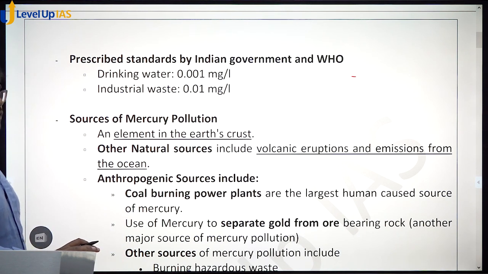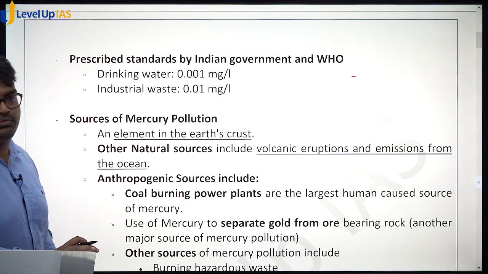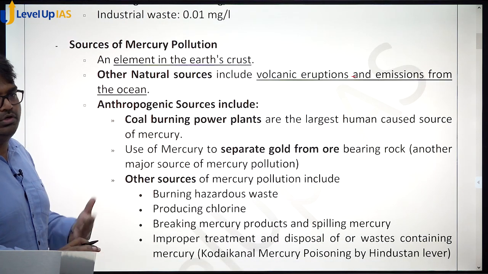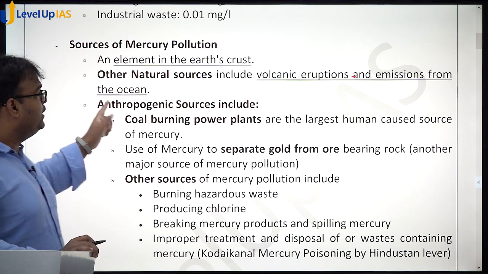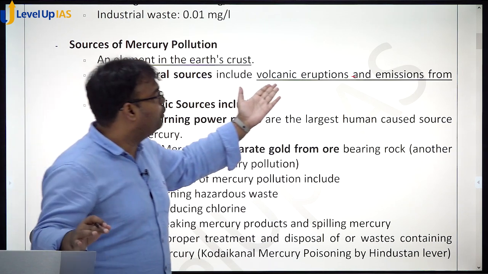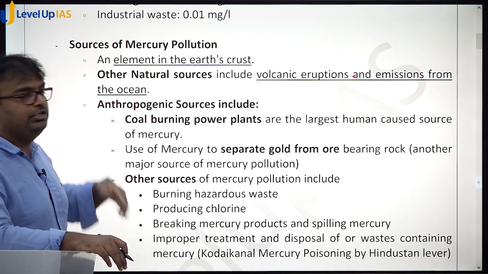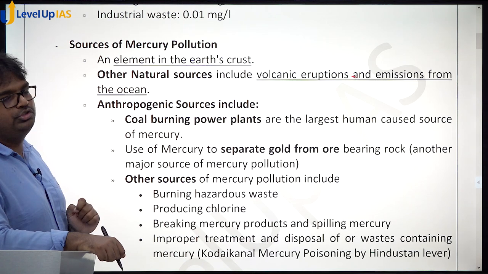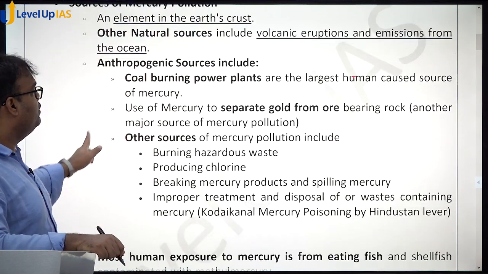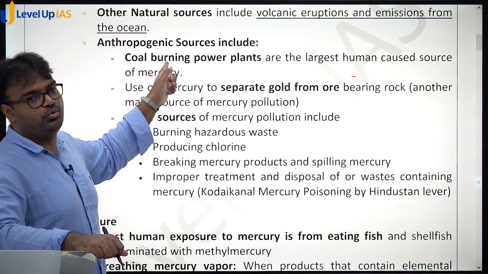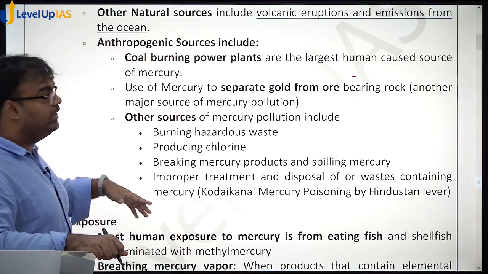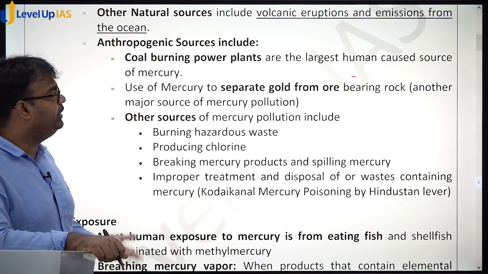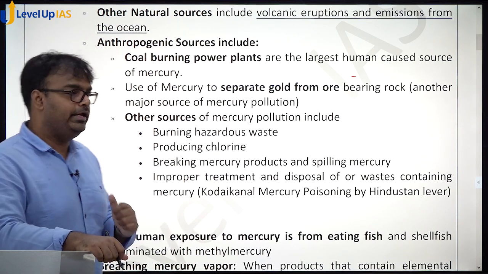Now, which are the sources of mercury pollution? So, first, it is an element in Earth's crust. So, Earth's crust itself may be producing it. Second, there are natural sources like volcanic eruptions, emissions from the ocean and so on. But it is the anthropogenic sources which are a cause of concern. First, the biggest source is coal burning. Then, in mining activities, gold mining activities, mercury is used to separate gold from its ore.